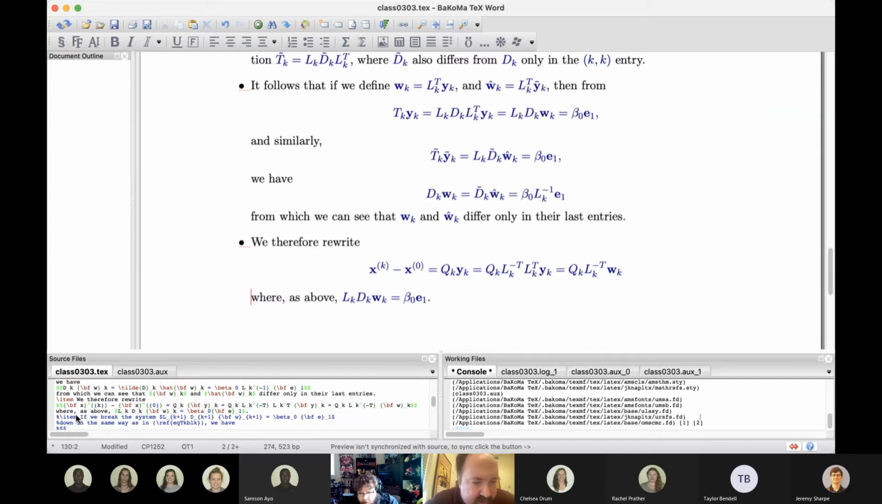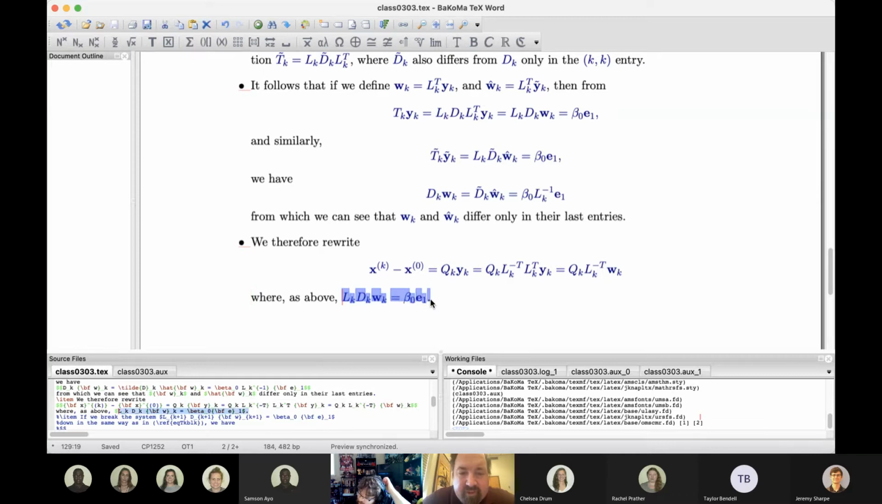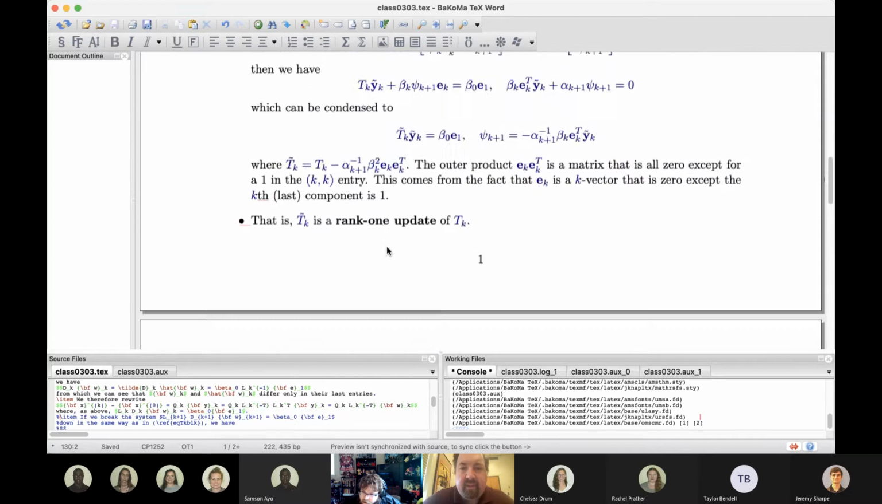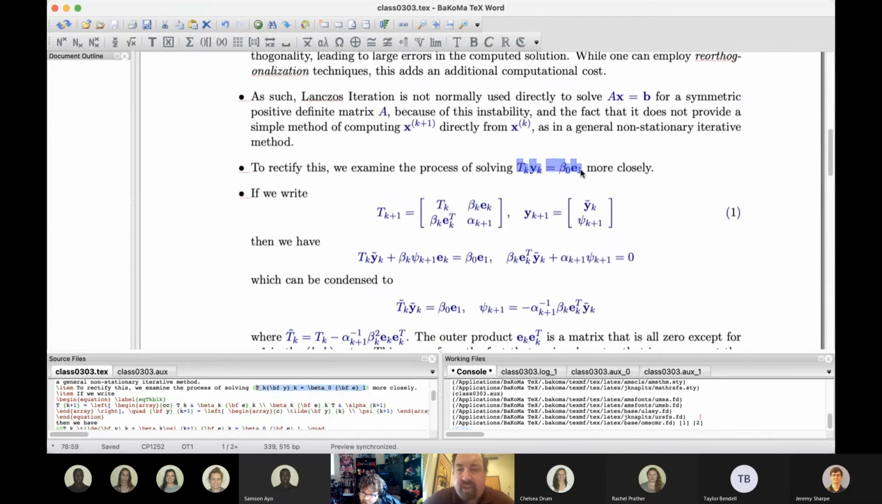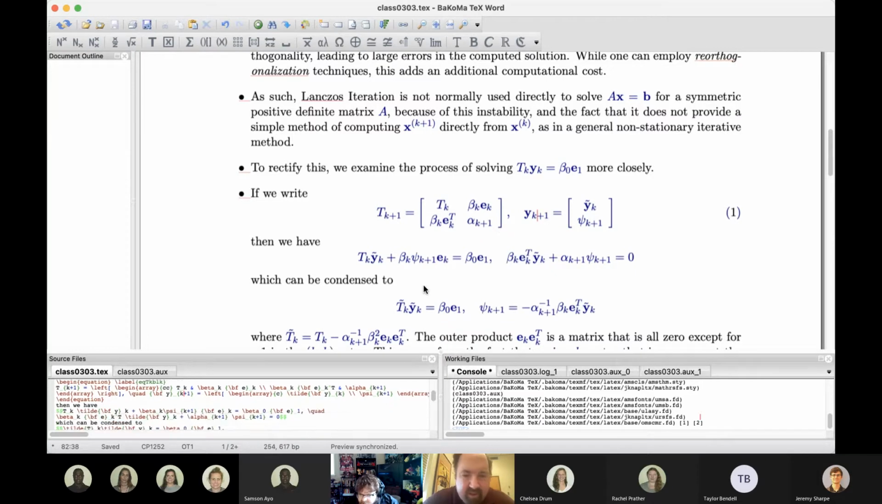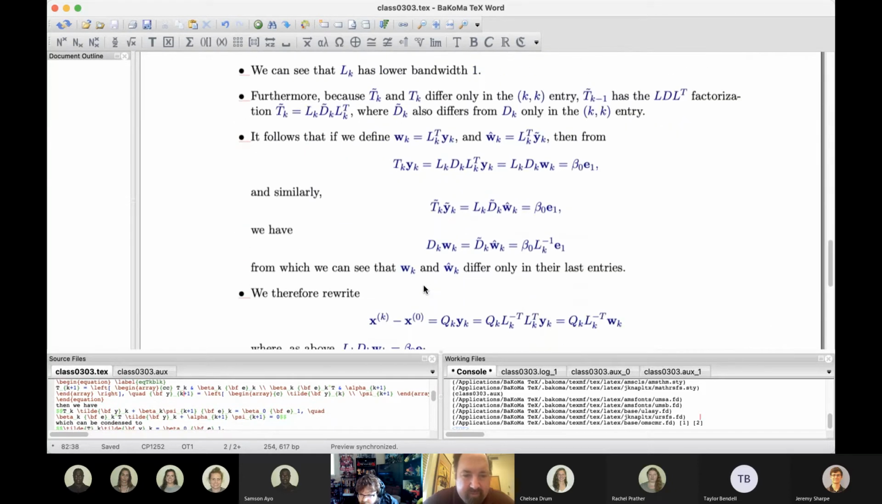Now, what I'm going to do is, since WK is what I'm solving for, it solves this system. So now I'm going to break down this system in the same way as I broke down this system, using the same block structure where I have the first k components and then the last component. Here I have a k by k block, and then this is just a number. So same decomposition. What will that give me?